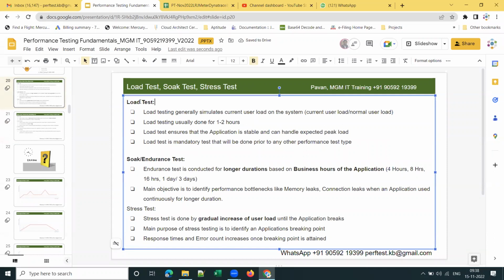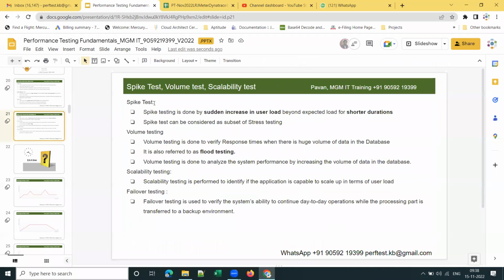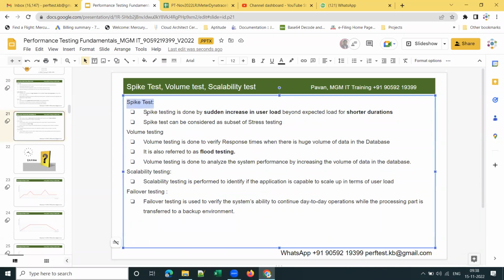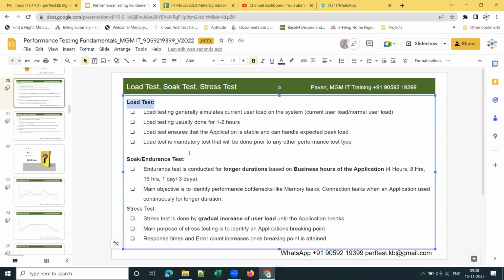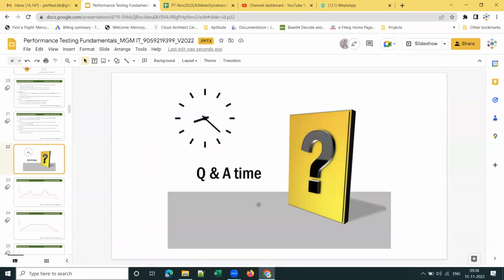So load test and soak test are mandatory tests for any project, right? And other types of test, based on the requirement, based on the application, we will decide whether we have to do that type of testing or not, right? But these two are mandatory types of performance testing: load test and soak test. Okay. So any questions now in these topics, today's topics? Any other questions?